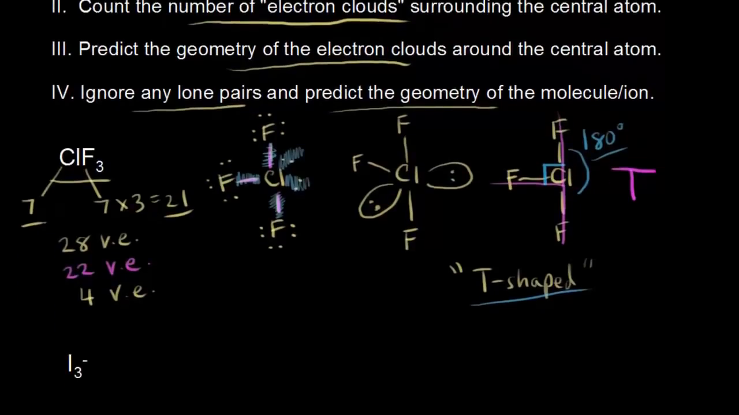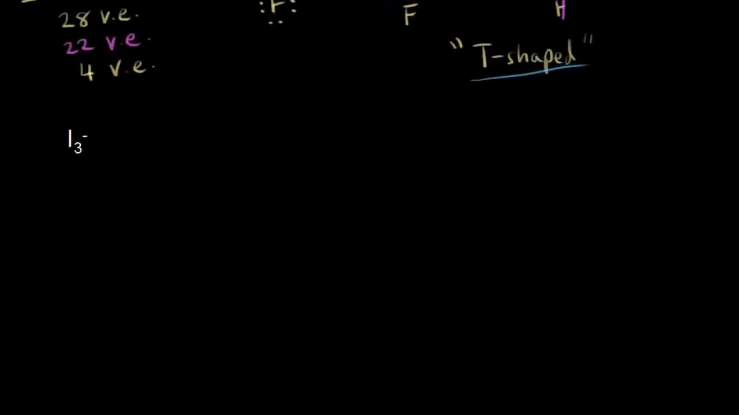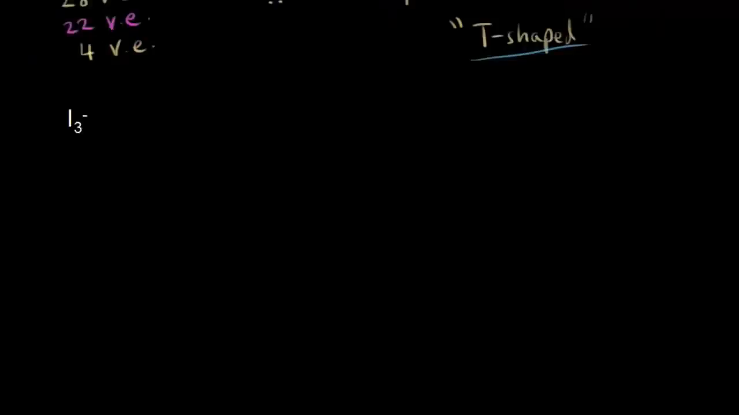So this is the triiodide ion, I3 with a negative charge here. We need to draw the dot structure, so we need valence electrons, right? Iodine's in group 7, so 7 times 3 gives us 21 valence electrons, but this is an ion, so it has a negative charge. It has an extra electron, so we have to add 1 to that. So 21 plus 1 gives us a total of 22 valence electrons to show in our dot structure.